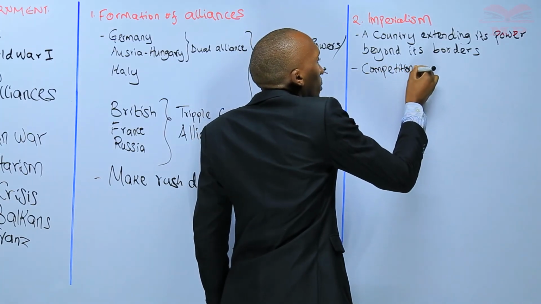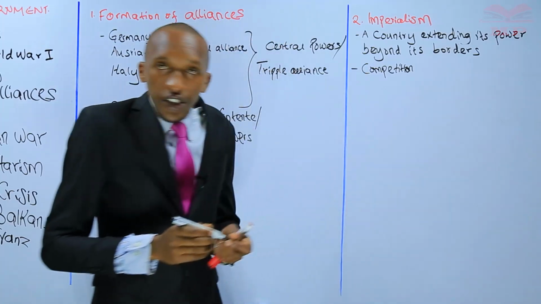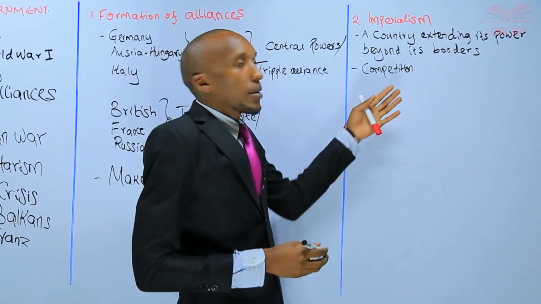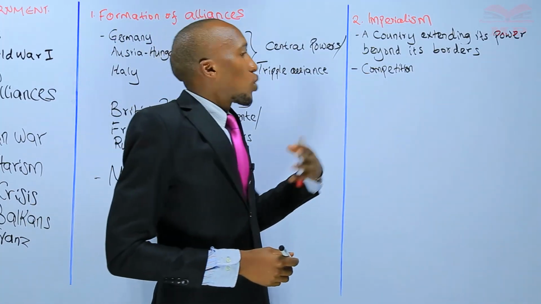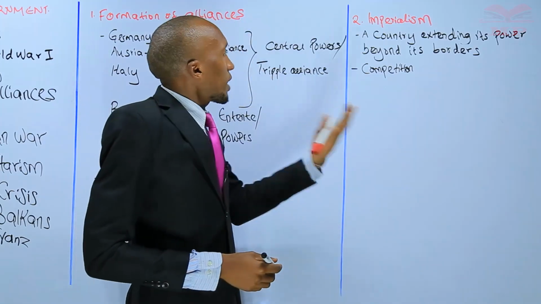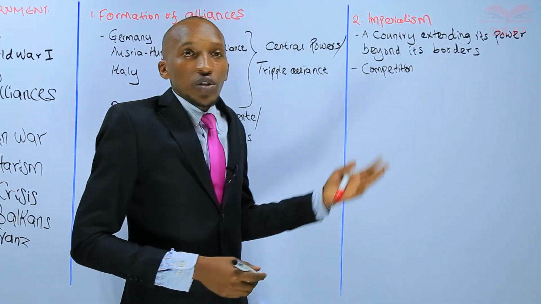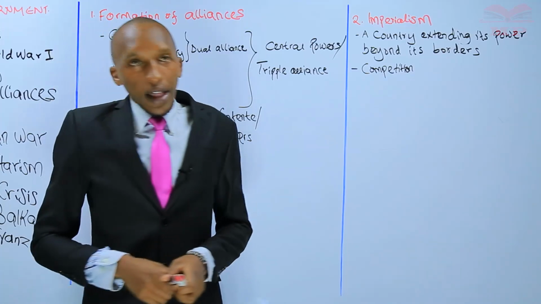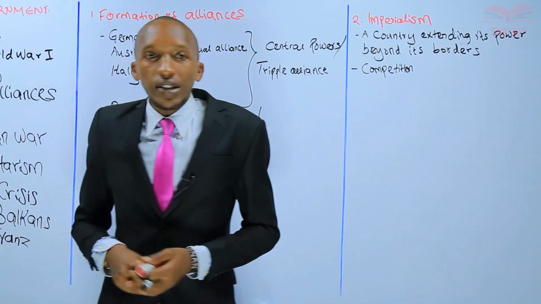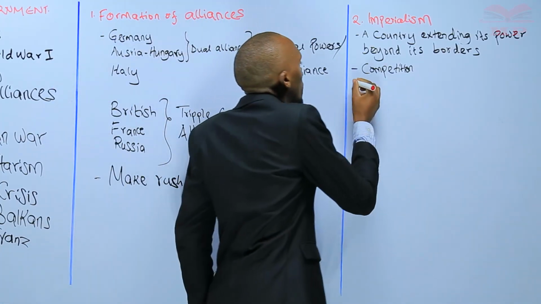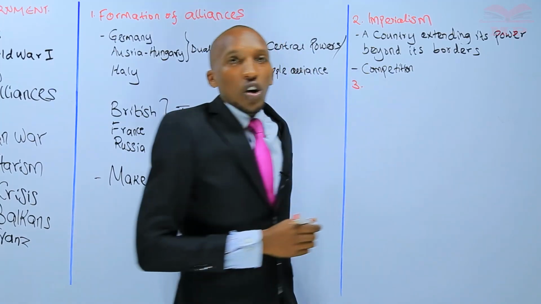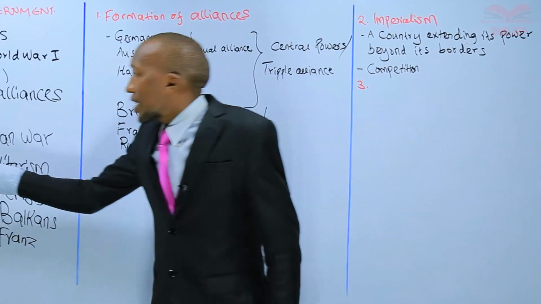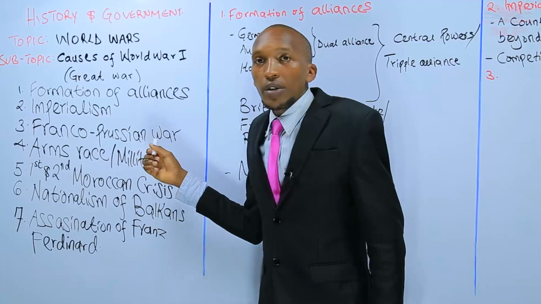Imperialism resulted in competition amongst the countries. This resulted in quarrels. They could fight against one another, trying to get supremacy. Who is more superior to the other? And then, my dear learners, let us go to the next cause. Which was our next cause? Number 3, we said it is the Franco-Prussian War.